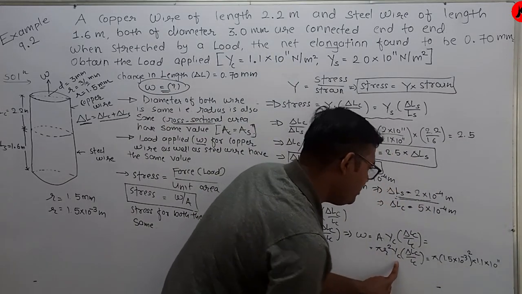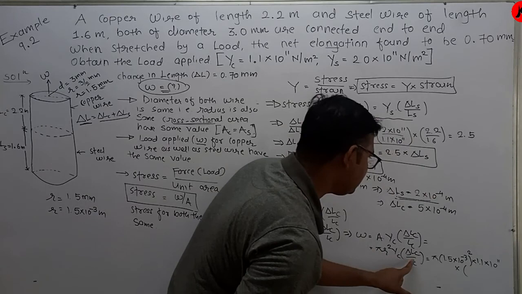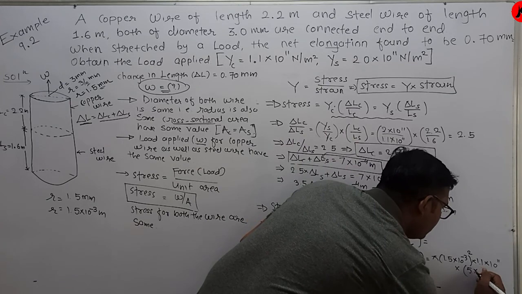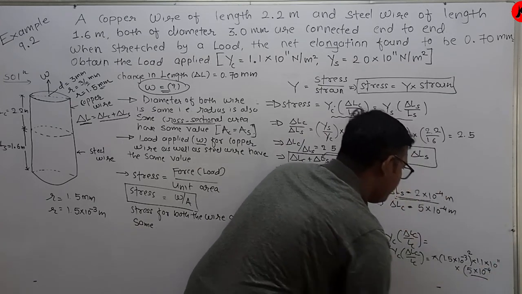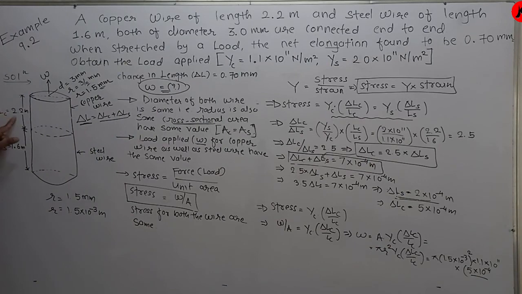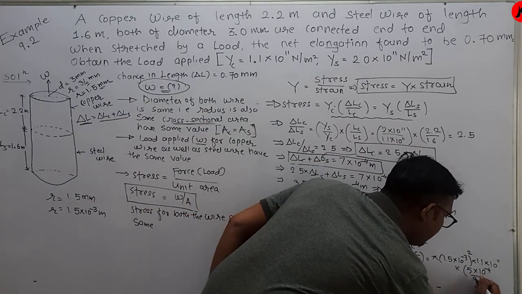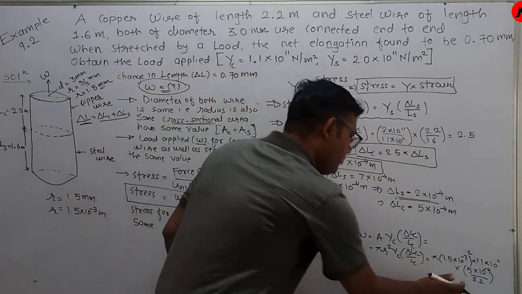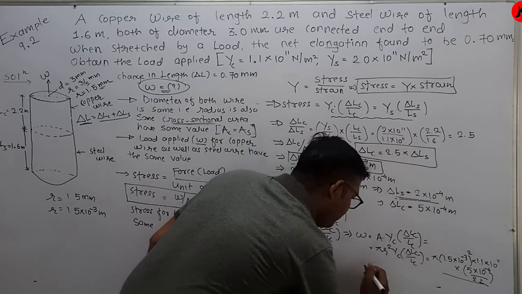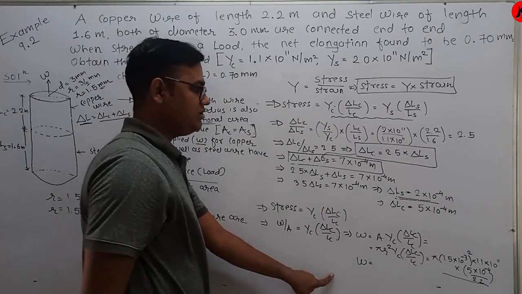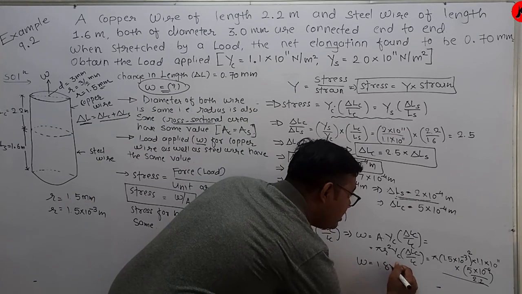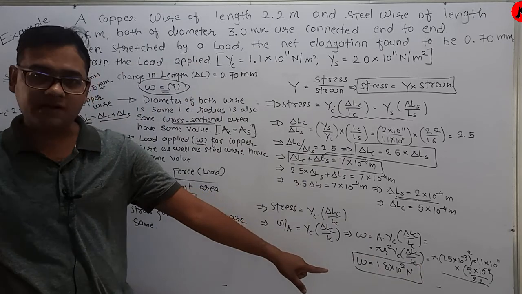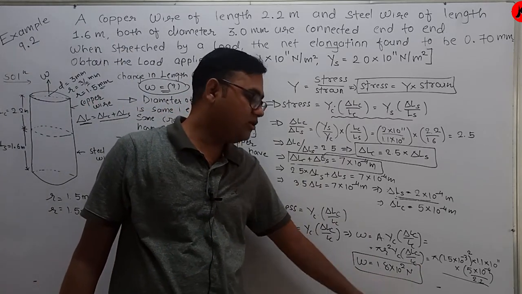Then delta LC that we have calculated, which is 5 into 10 raised to minus 4, divided by LC. LC is given as 2.2 meter, right? So after solving we will get the value of W. If we solve this, we will get the value of W, which is equal to 1.8 into 10 raised to 2 Newton, right?